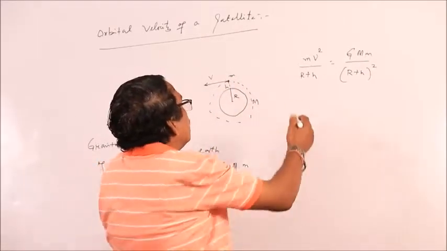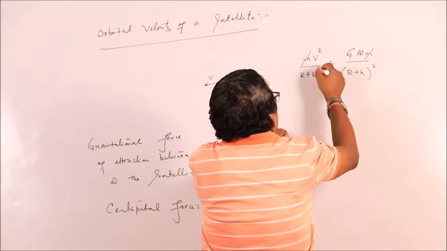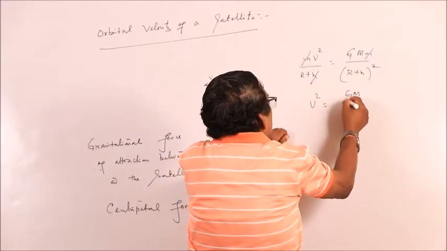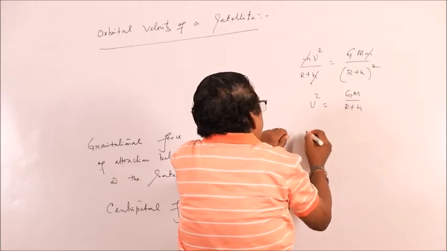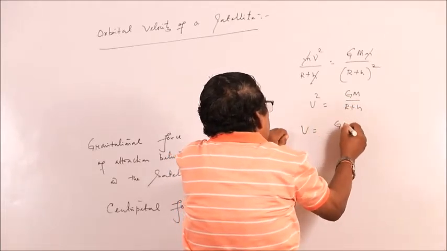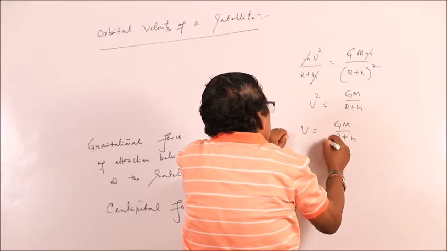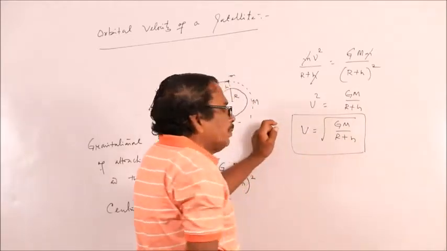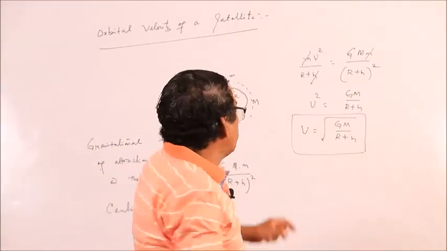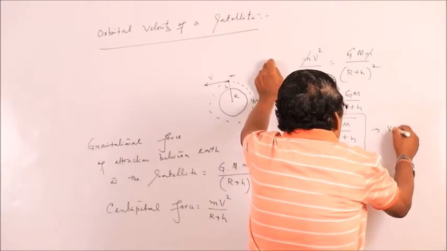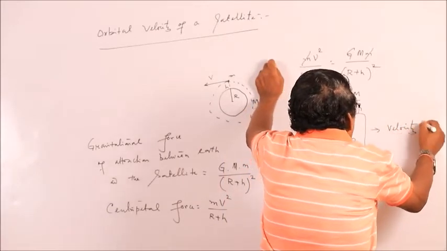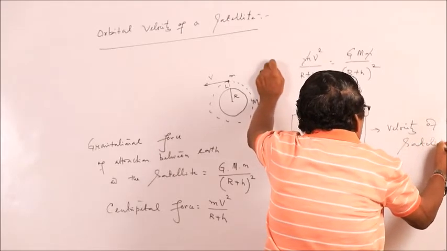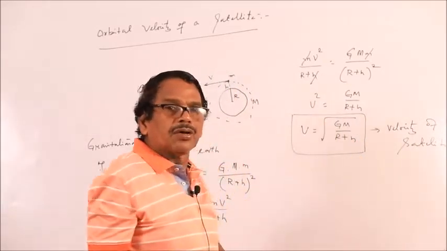The small m cancels, one (R plus h) cancels. So, v square is equal to G M by (R plus h). So, v is equal to root over G M by (R plus h). This is the velocity of the satellite, which is revolving at a height h. v is equal to root over G M by (R plus h).